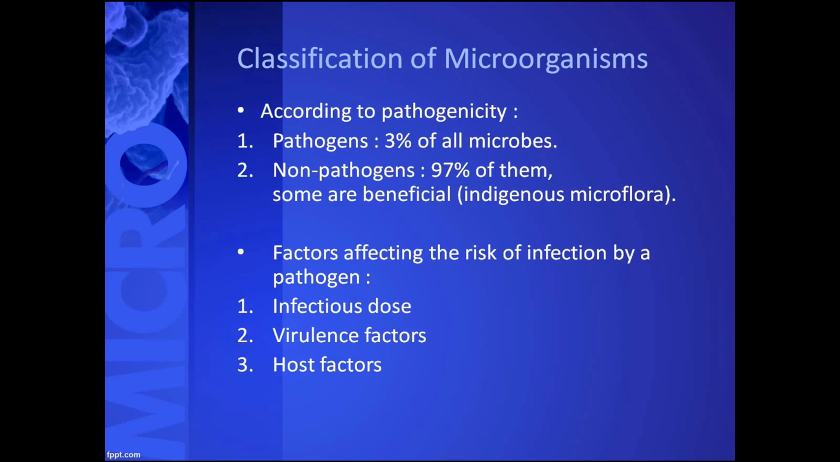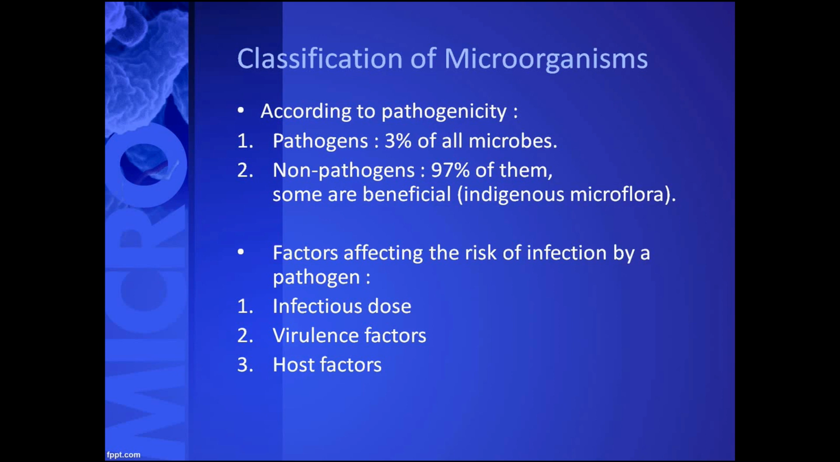Now we have some factors that affect the risk of infection by a pathogen. So let's assume some pathogenic bacteria entered our body, and what is the likelihood, what is the probability of these bacteria causing infection? Well, we have three factors affecting that. We have the infectious dose, which means how many pathogens entered the body. The higher the number of pathogens, the higher the likelihood of infection.